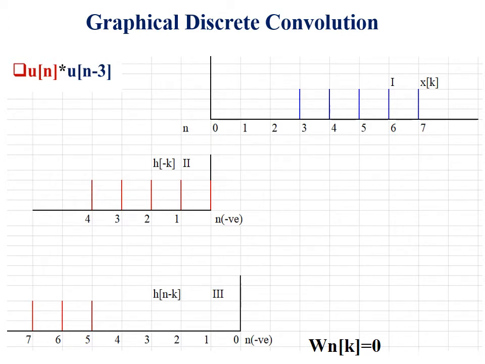The third step is generating h of n minus k, which means shifting n to a large negative value. Here only up to minus 5 has been shown, and thus we have shown a shift up to 5. Now let us try to evaluate the product, or the convolution, of x of k and h of n minus k. Since one signal exists at 3 and another signal exists at minus 5, the product of such signals would be 0, as has been seen here. w n of k would be 0.